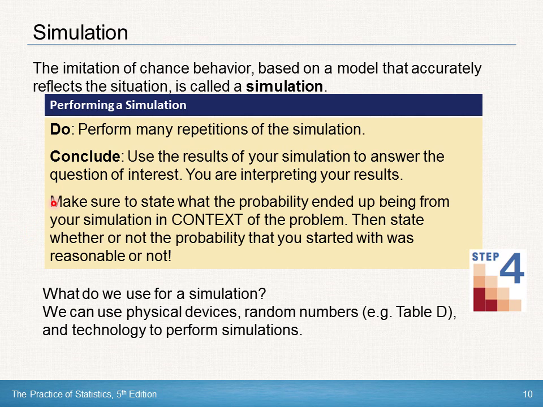All right, also make sure that you state what the probability ended up being from your simulation in context of the problem. So what was the probability that you had to go to McDonald's more than 10 times to get all 10 game pieces? Okay, then state whether or not the probability you started with was reasonable. What are we going to use for a simulation? We had already said physical devices, so that could be like a calculator, a computer, a random integer table, and technology to perform our simulations.